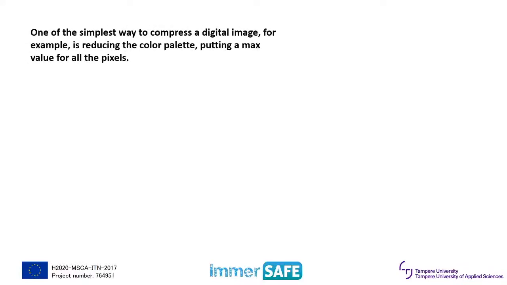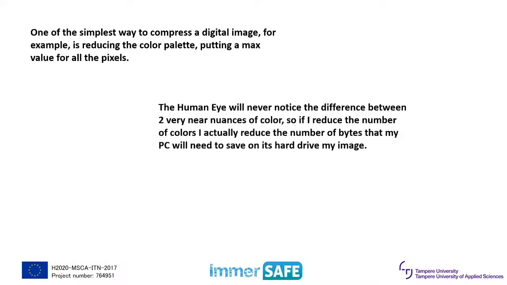One of the simplest ways to compress a digital image is reducing the color palette. So it's reducing the number of colors we can use to represent that particular image. For example, putting a max value for all the pixels. That is because the human eye will never notice the difference between two very near nuances of color. So if I reduce the number of colors that I actually use, I reduce the number of bytes that my PC will need to save the image on its hard drive.